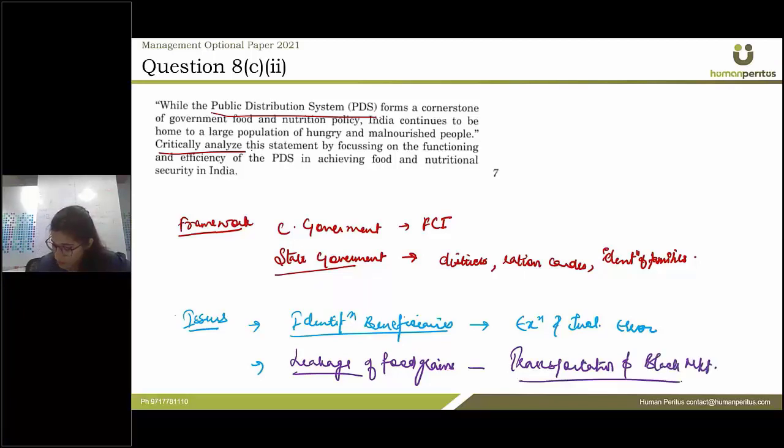All right, transportation and black marketing by actually the owner of the fair price shops, who gets the fake ration cards, they collect it and then finally sell the products or the goods in the open market in that case.